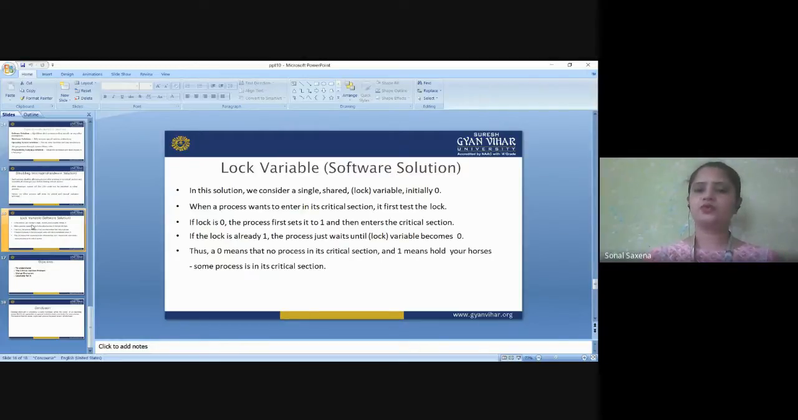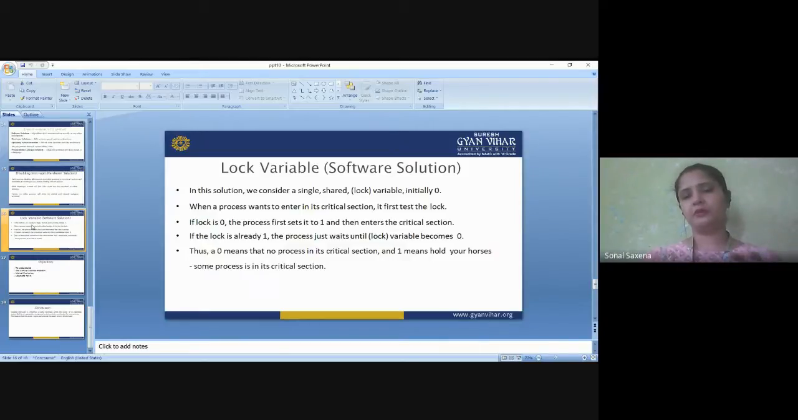Now, when a process wants to enter its critical section, it first tests the lock. So if one process wants to enter the critical section, it will check the value of the lock. Now, if lock is 0, the process first sets it to 1 and then enters the critical section. What does this mean? The lock variable's value, which is 0, signifies that the critical section is empty. It doesn't have any process running. So a process that wants to enter the critical section will first check the value of the lock variable.